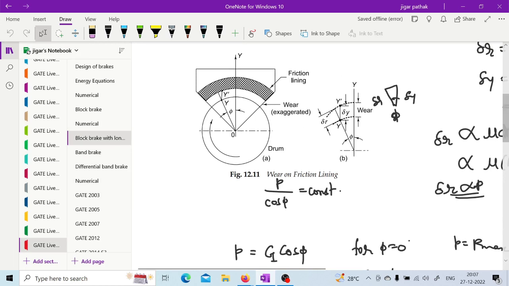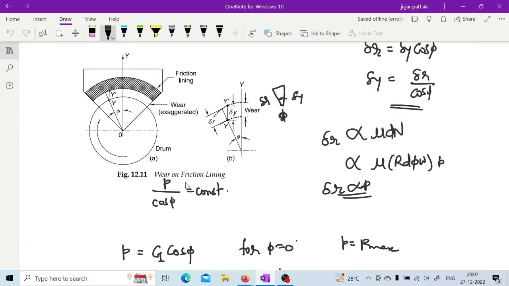What is del r and what is del y? It is basically wear, as it is mentioned here. This is wear, which is taking place because of the forces acting on this particular brake shoe. This delta y is in the vertical direction and delta r is along the radial direction. It is a wear layer. It is wearing, meaning that the particle will come off from that particular braking surface, from that frictional surface which is providing the braking action. It has thickness del r and del y is vertical, which is getting worn out. We are assuming that.